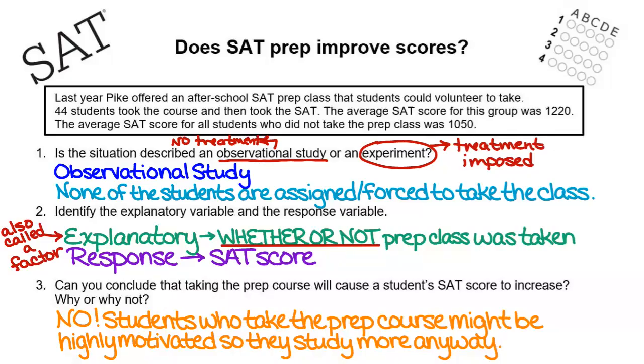We saw a correlation. The 44 students that took the course had an average score that was higher than the students that didn't take the course. But students who took the prep course might just be highly motivated, so they're just going to study more anyway. I don't know if the class is the thing that made the difference or not. I would accept that, yeah. I would encourage you to still try to think of what else might be influencing them because of what we're getting ready to talk about next.